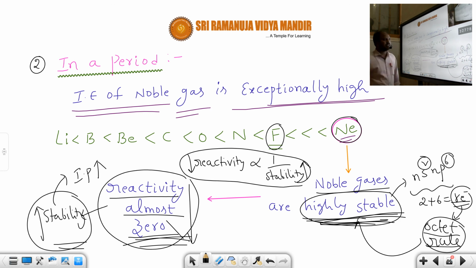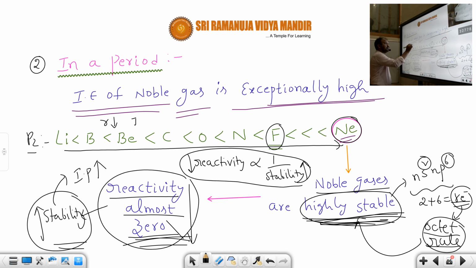But in the case of noble gases, IP values are exceptionally high. So this is another exception, the second exception we observe in the periods. In the second period, going from left to right, atomic radius decreases, so IP increases. But here some exceptions are there. Compared with boron, beryllium has more IP. Compared with oxygen, nitrogen has more IP. I have explained this briefly in the first case.